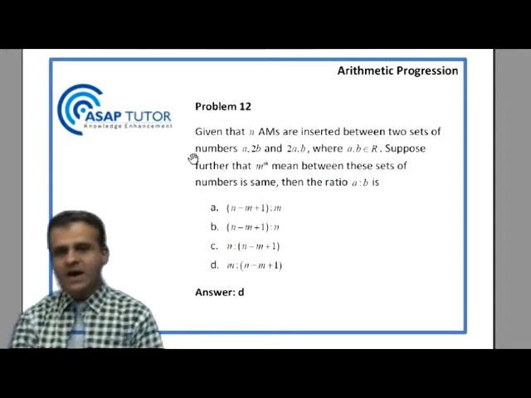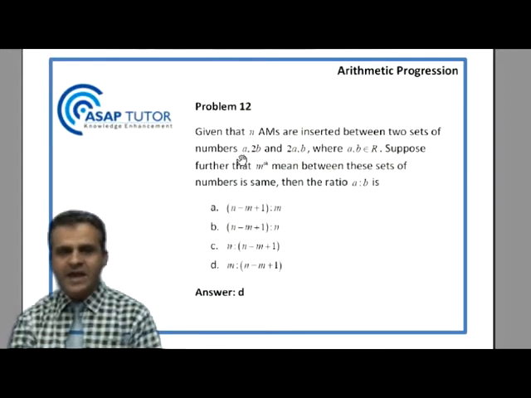Now the next question is based on arithmetic means. Given that n arithmetic means are inserted between two sets of numbers, A and 2B, and 2A and B. It means we insert n arithmetic means between A and 2B, and also n arithmetic means between 2A and B, where A and B belong to the set of real numbers. Now suppose further that the mth mean between these two sets of APs is the same. Now we want to find the value of A is to B.